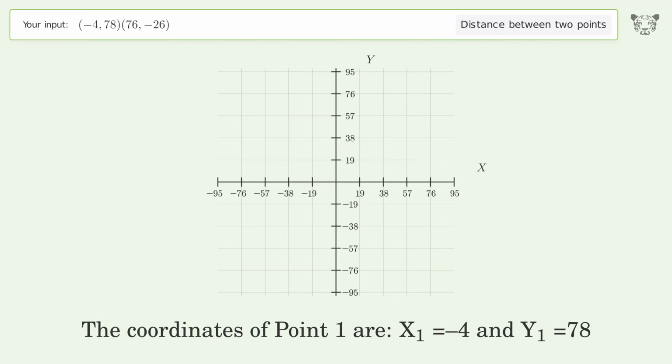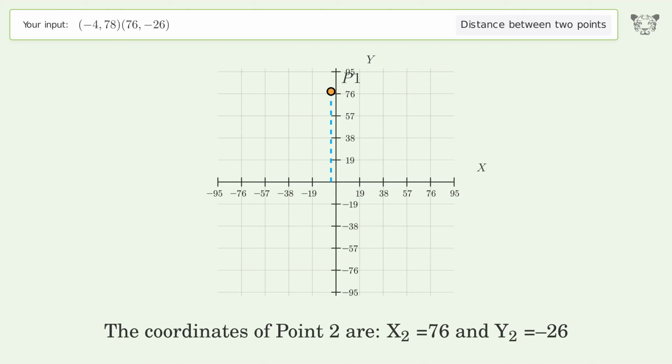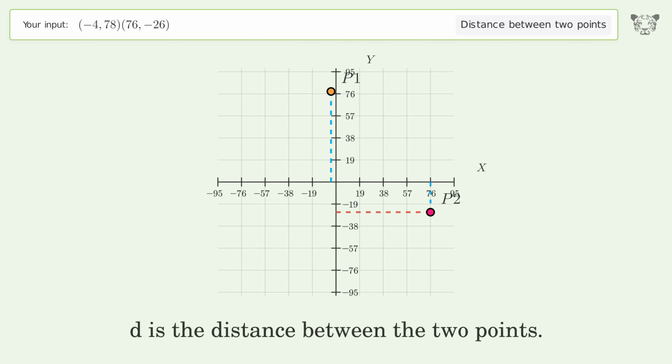The coordinates of point 1 are x1 equals -4 and y1 equals 78. The coordinates of point 2 are x2 equals 76 and y2 equals -26. D is the distance between the 2 points.